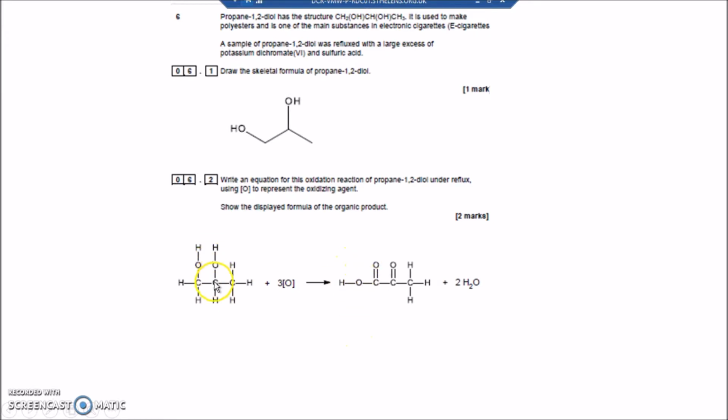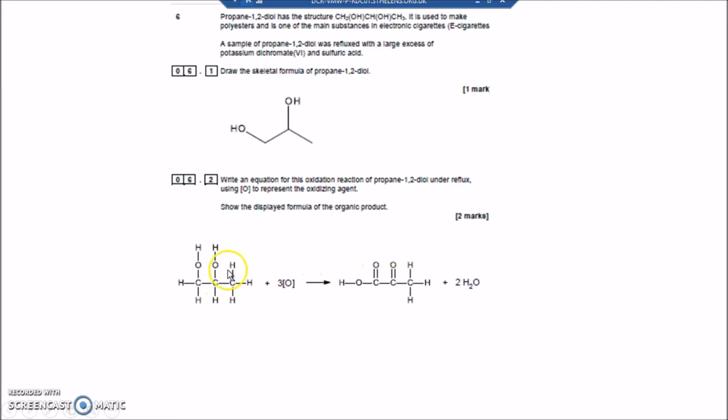This OH here, however, is a secondary alcohol group because the carbon with the OH has two carbons bonded either side. A secondary alcohol turns into a ketone, in other words a C double bond O in the middle of a chain, and that can't turn into a carboxylic acid. It would need to be on the end, an aldehyde, to turn into a carboxylic acid, so that stays as a C double bond O ketone group.